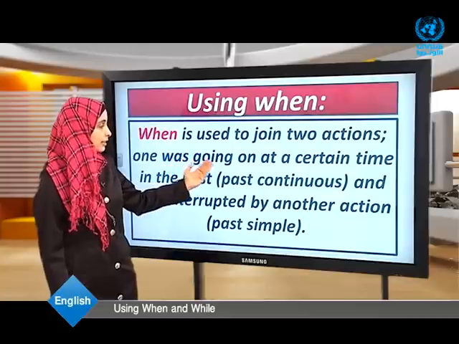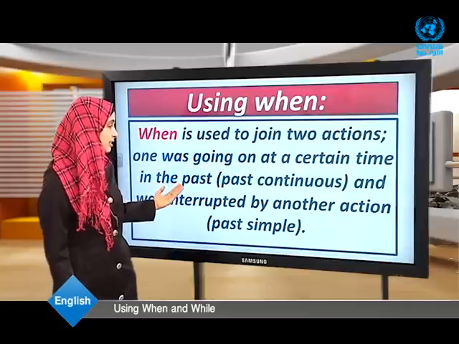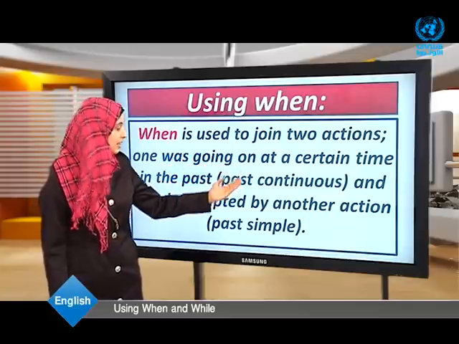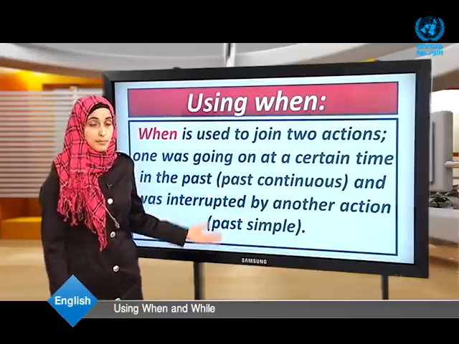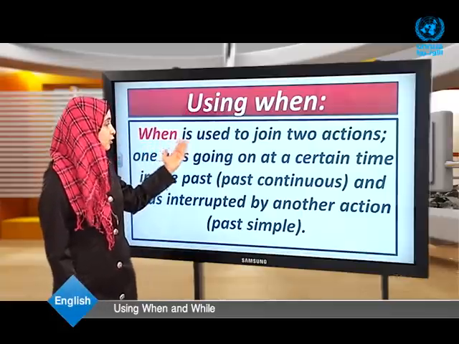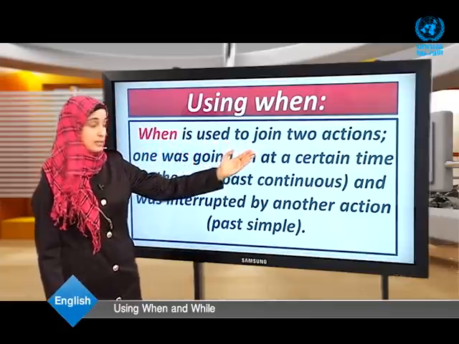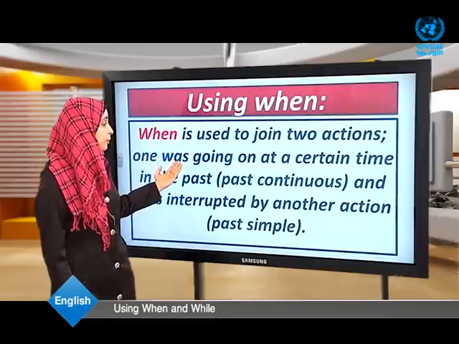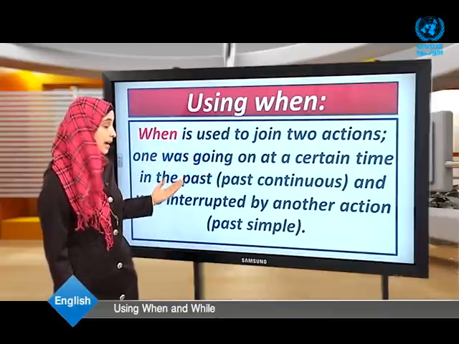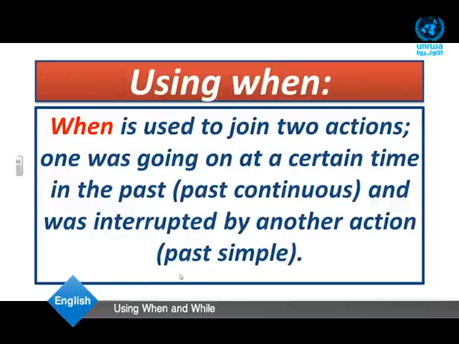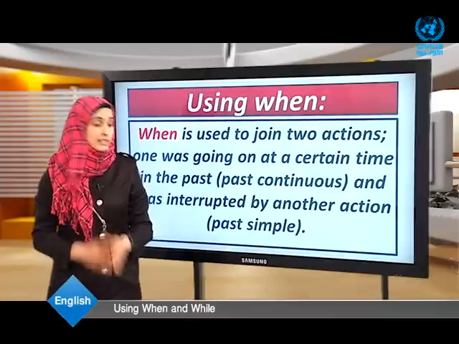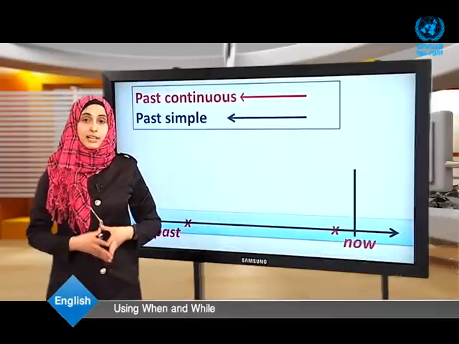One action was going on at a certain time in the past, which is the past continuous, and was interrupted by another action, which is the past simple. Again, when is used to join two actions. Now, dear students, let's have a look at the timeline here.